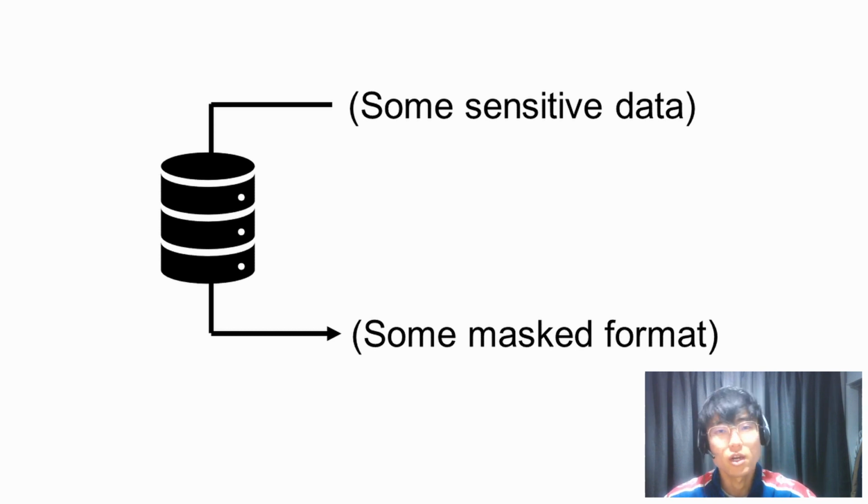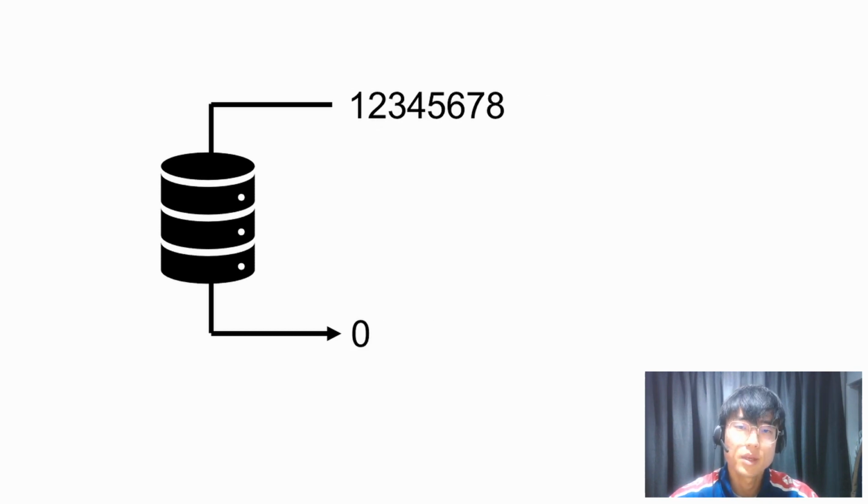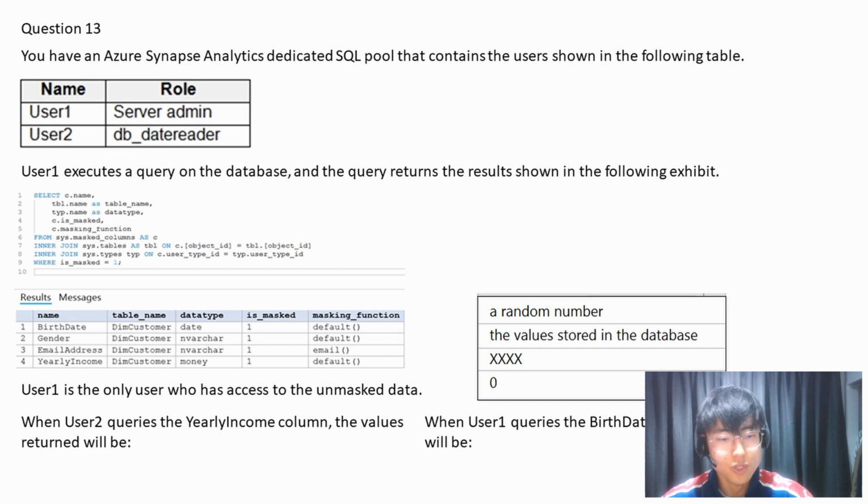Looking at this question, we can see that the columns that have been queried are all masked. There are certain policies to dynamic data masking. For example, if the masked column is a string column, when we query it, it will appear as one x or multiple x's. If the masked column is a numeric column, then it will appear as just 0. So looking at the first part of the question, when User 2, who by the way doesn't have the privilege, queries the yearly income column, the values returned will be 0 in this case because the yearly income column is a numeric column.